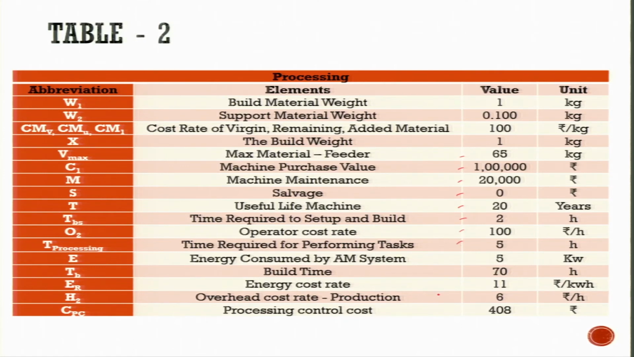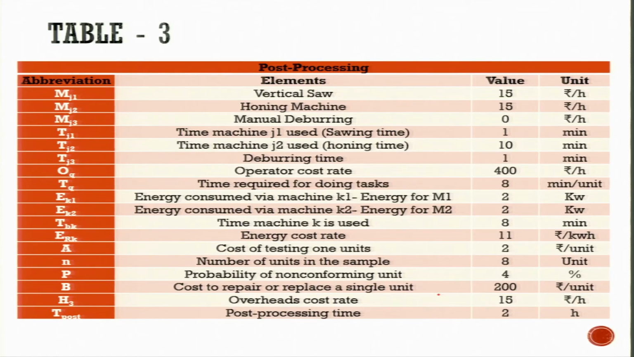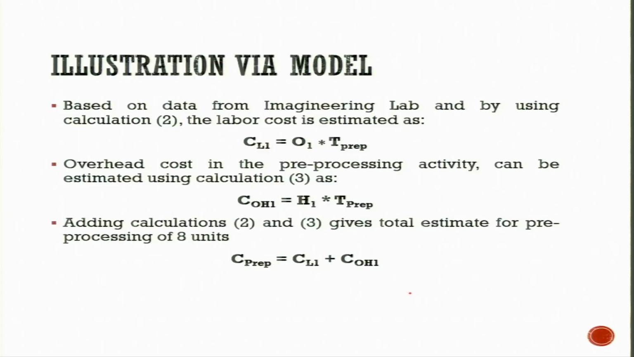So, certain values are given here. Similarly, we have the cost for the post processing, in which various post processing operations will be applied: vertical saw for cutting, honing, manual deburring, finishing, etc. Time for machining, for sawing, for honing, for deburring. The operator's cost, the energy consumed in machine 1, that is the saw, then machine 2, that is honing. All these times are given, and the energy cost rate. So, let us see how we calculate.